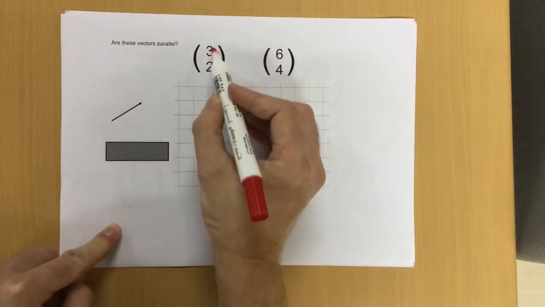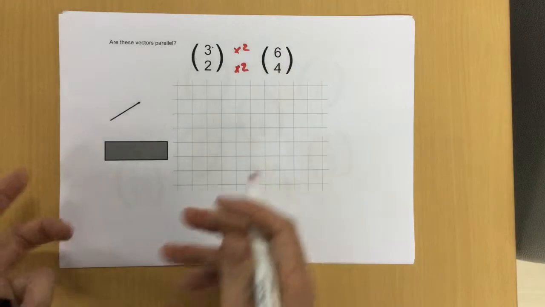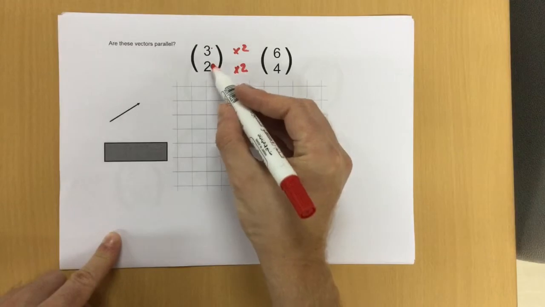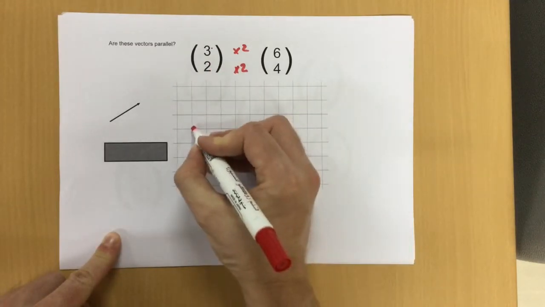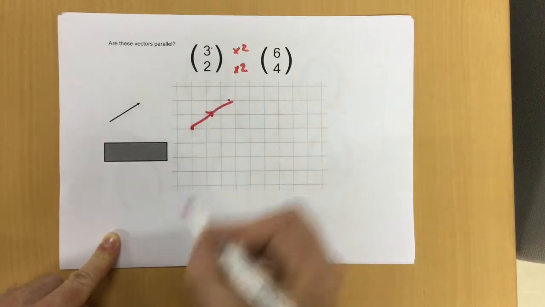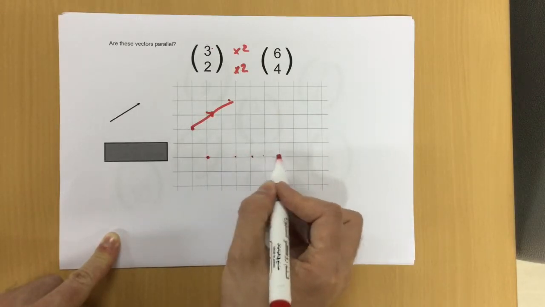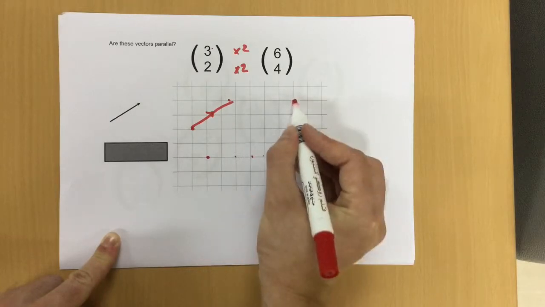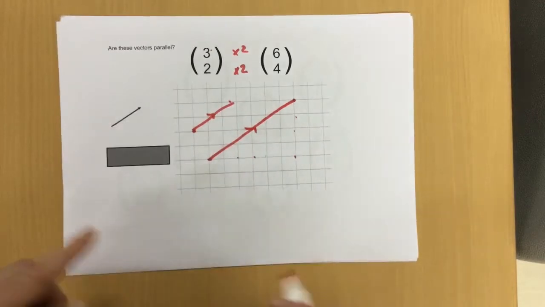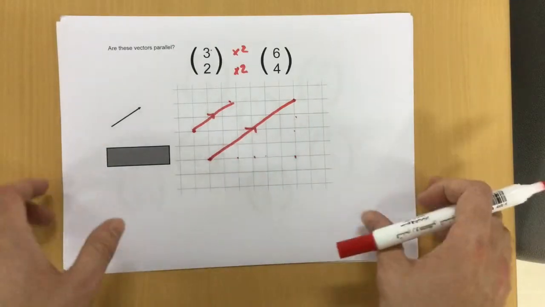Let's check. So how do I get from 3 to 6? So that's times 2, from 2 to 4, times 2, so yes, same multiplier, so they should be parallel. We can double check this. Let's draw this 3, 2 vector. So if I start here, going across 3, up 2. And the vector here, I go across 6, 1, 2, 3, 4, 5, 6, up 4, 1, 2, 3, 4. And without a ruler, very bad of me. See, those two are in fact parallel. Different magnitudes, different sizes, but the same direction.